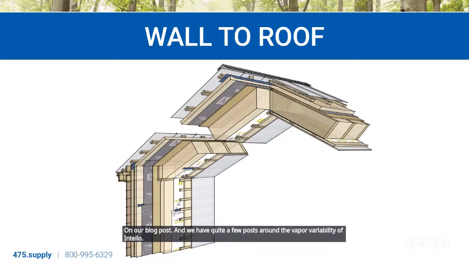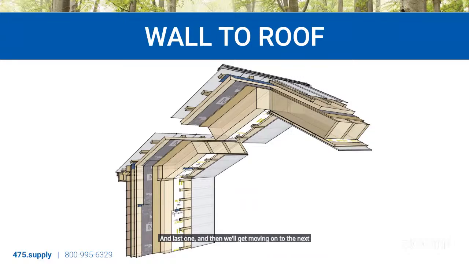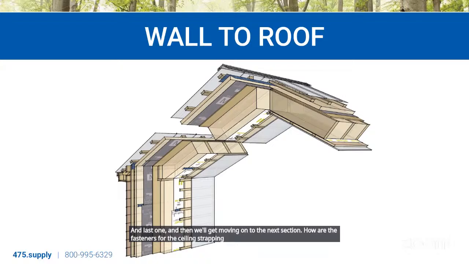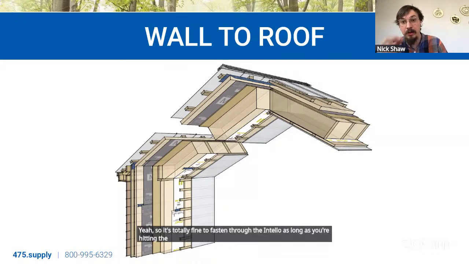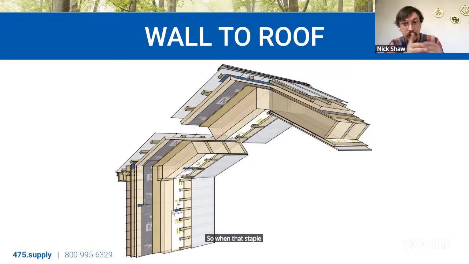And last one, and then we'll get moving on to the next section. How are the fasteners for the ceiling strapping air sealed at the Intello? And I think this is referencing that one that showed the service cavity. Yeah, so it's totally fine to fasten through the Intello as long as you're hitting the framing on the other side. It's installed with staples. So when that staple hits the Intello and goes through and bears into the framing behind, it will pinch that membrane to stay airtight. So that is not a concern from an airtightness standpoint.